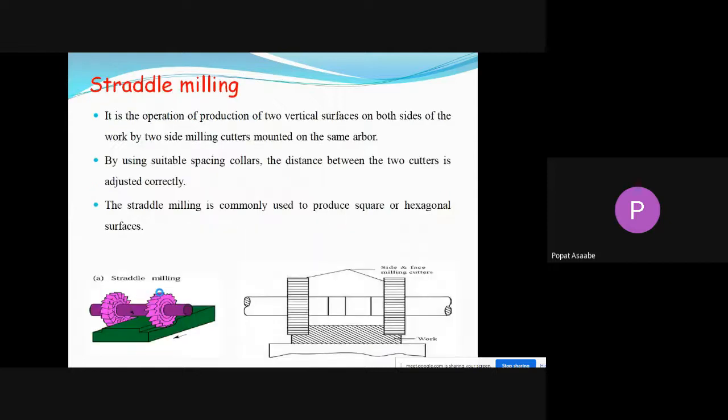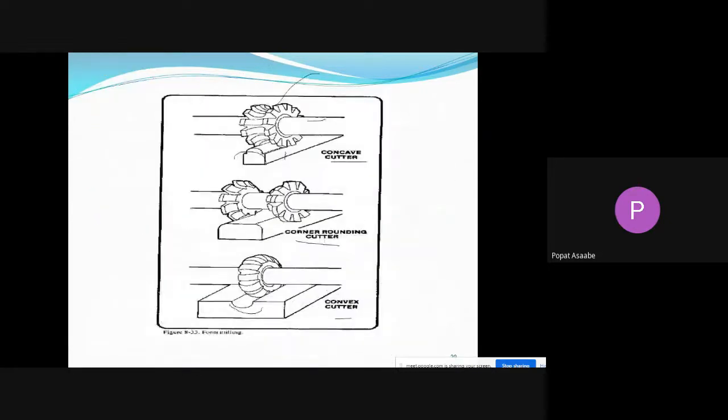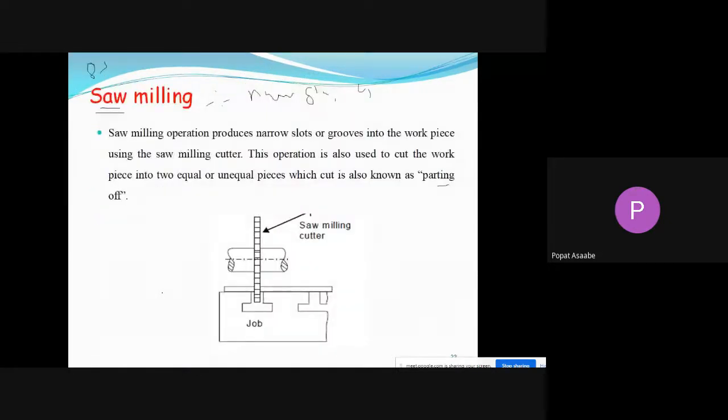The next operation is saw milling. What is meant by saw milling? With the help of saw milling, we can generate narrow slots or narrow grooves with the help of the milling cutter. Such types of operations we can perform with the help of the milling machine.